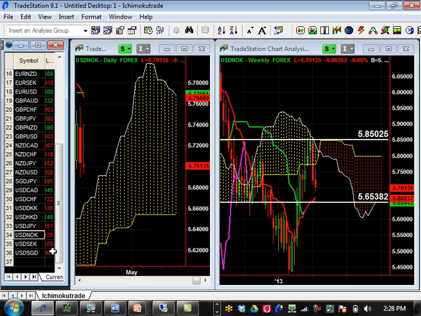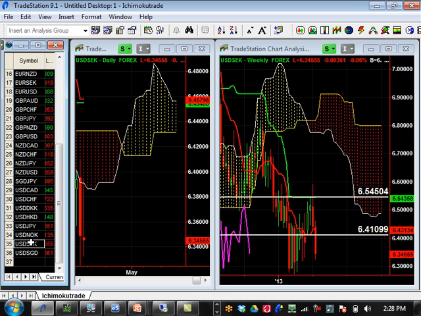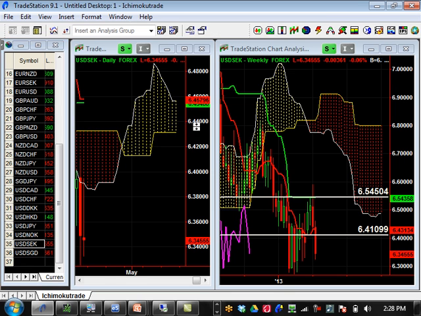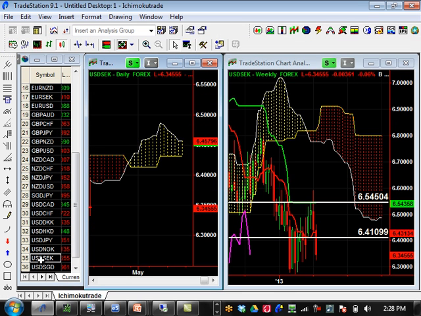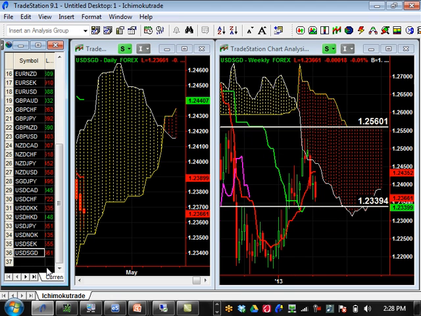US NOK here is ranging between 65.38 and 85.02. Nothing really exciting there. US SEK basically bounced off the resistance at 54.50 and basically broke the support at 91.09. Now this looks like it's getting to the 3,000 level here. So it'll be interesting to see exactly what happens if it gets to 3,000. Will it continue to go down?